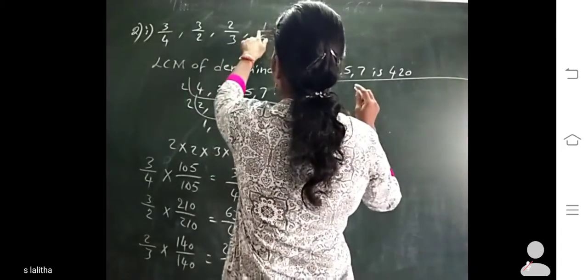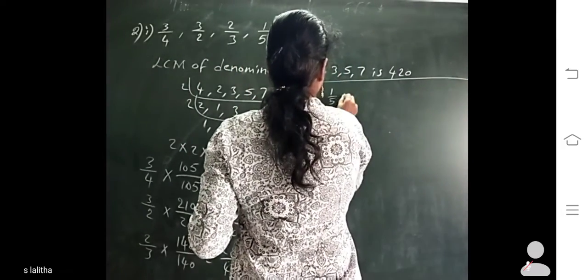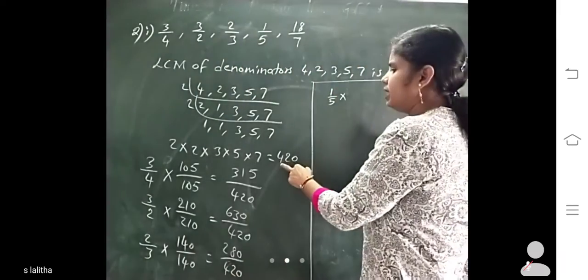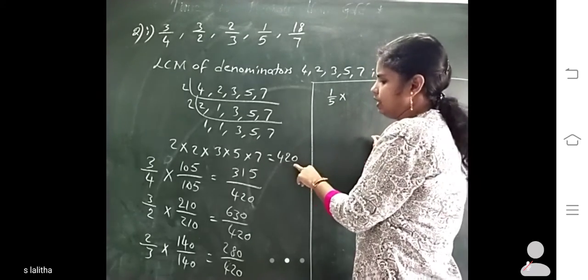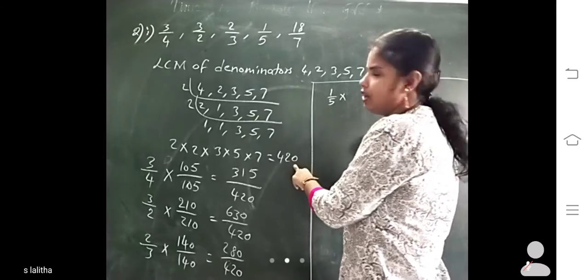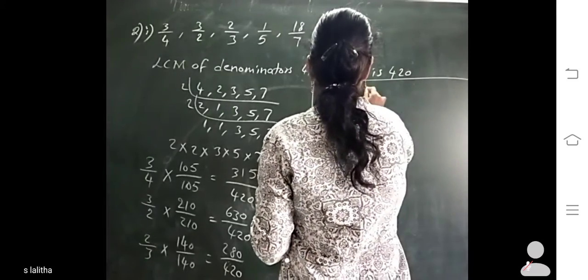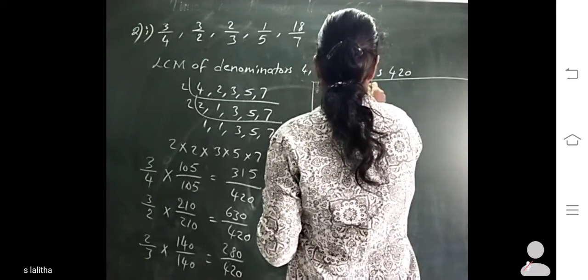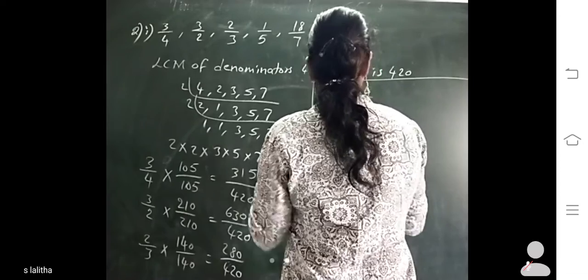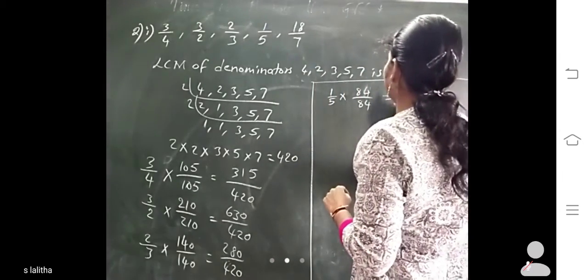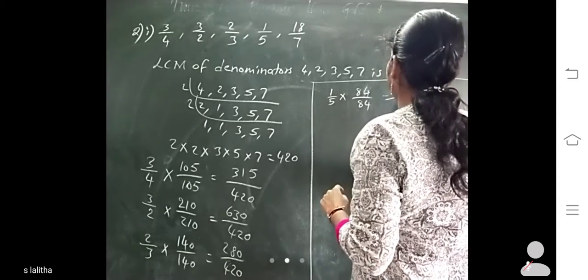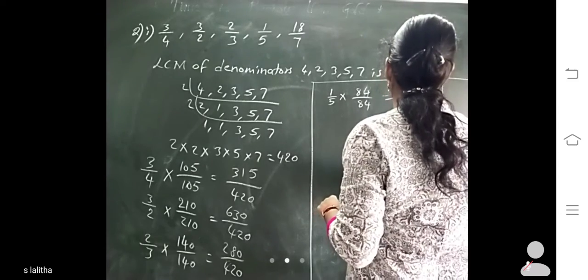Next fraction is 1 by 5. 1 by 5, to find out how many times in 420. 5 8s are 40, 2 is remaining, 20. 5 4s are 20. So 84 times. 1 into 84, 84 by 420.